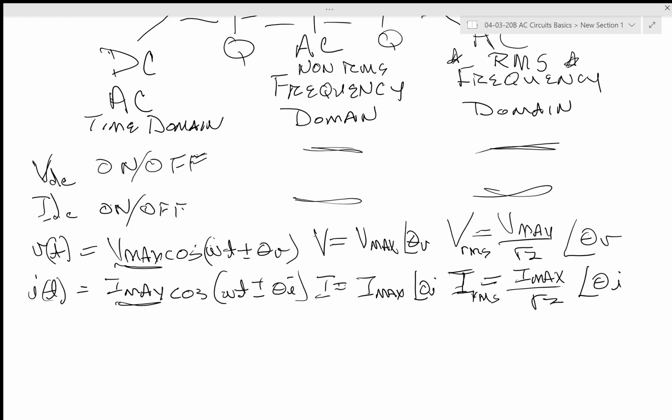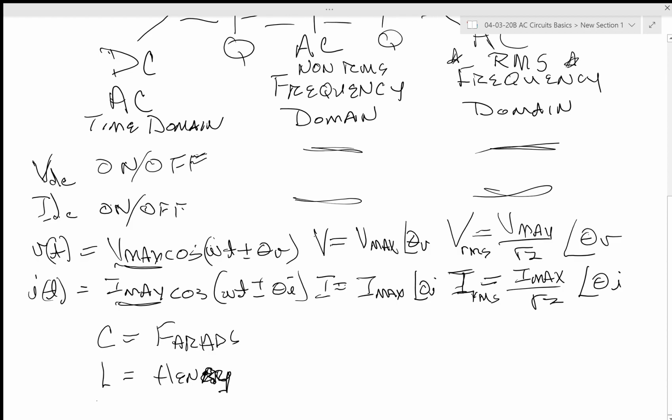for the time domain, C was in farads, L was in henries, Henry. Maybe I should see if I can erase this. Nope, can't do that.